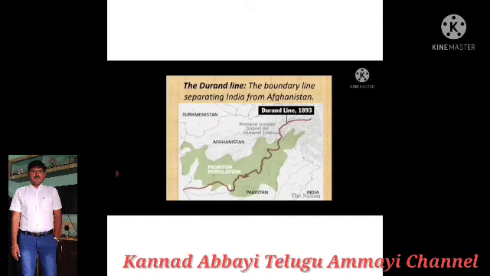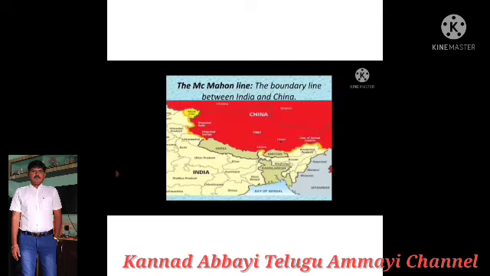The Durand line separates India from Afghanistan. The McMahon line is the boundary line between India and China. Between India and China there is one line, that is the McMahon line.